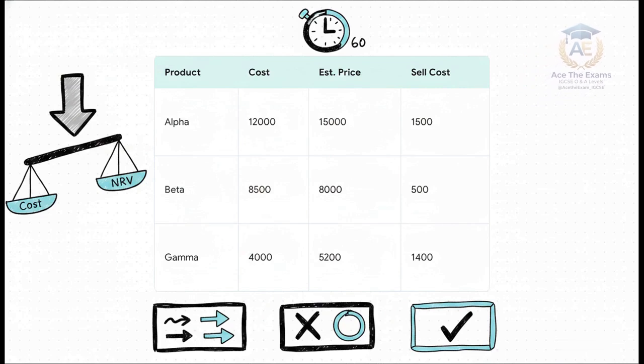I need you to calculate the final inventory valuation for these three product lines, alpha, beta, and gamma. Remember the golden IAS 2 rule. Inventory is valued at the lower of historical cost and net realizable value, or NRV.